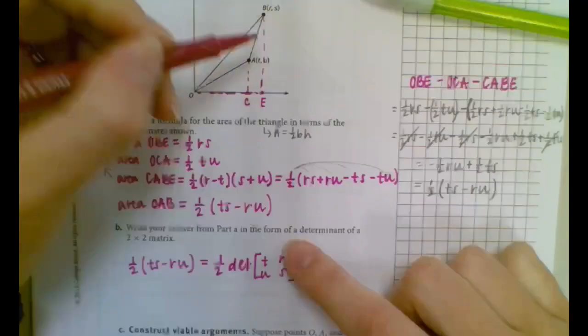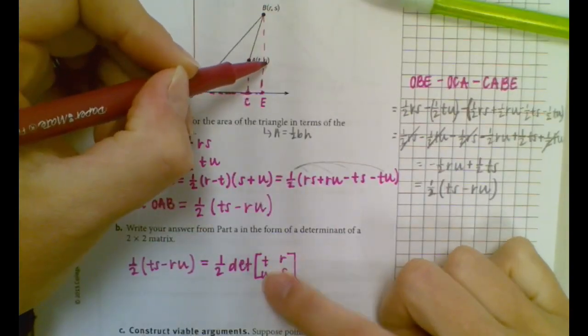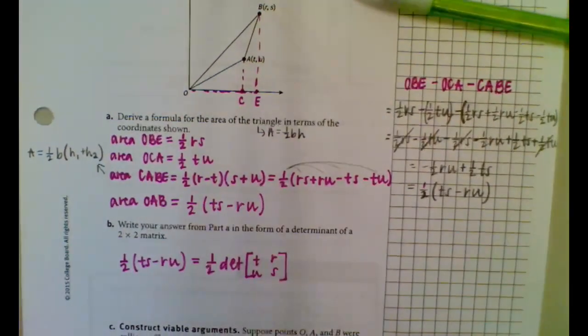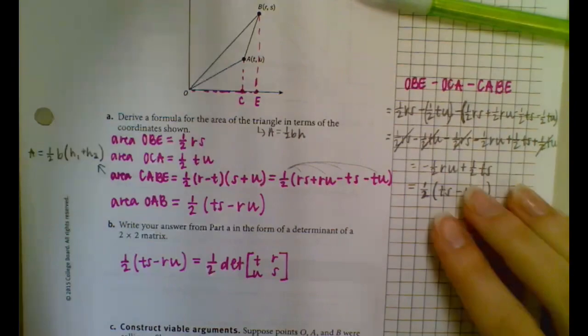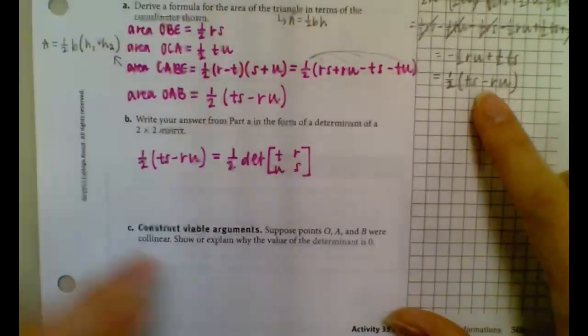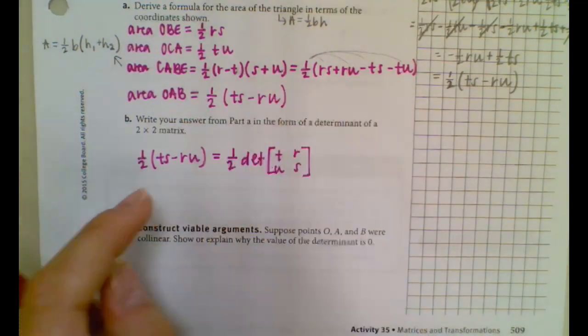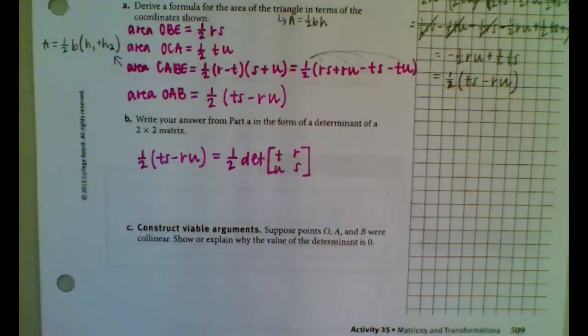And that kind of makes sense because we've got TU as a point and RS as a point. So that's what that would look like. All right, and that's why we did the subtraction. That's why I wrote it this way, rather than having those flipped and having negative RU plus TS.